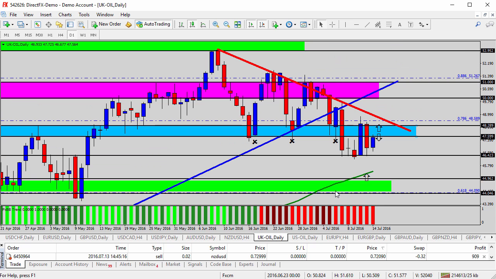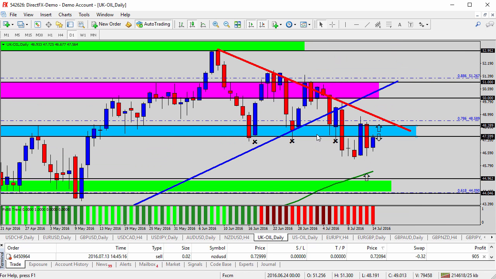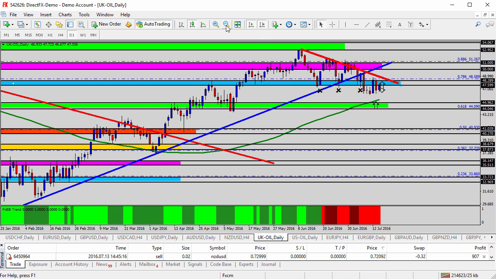Even if you look at the UK oil chart, a very similar situation here. One, two, three support lows where the black X's are. We're underneath that blue shaded area. So that, again, tends to lead us to believe we could be looking for a turn lower in oil prices.